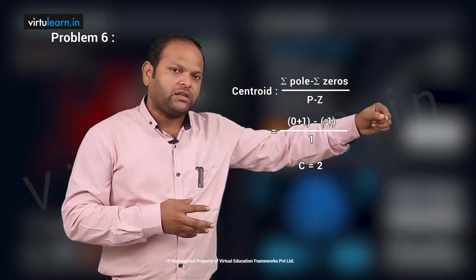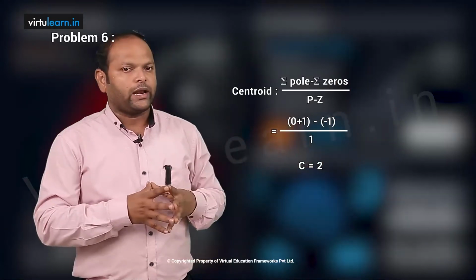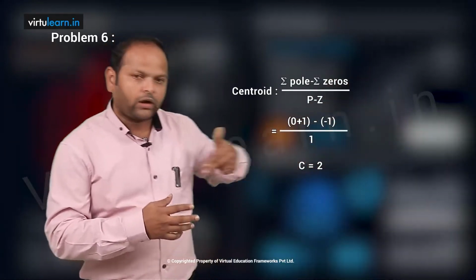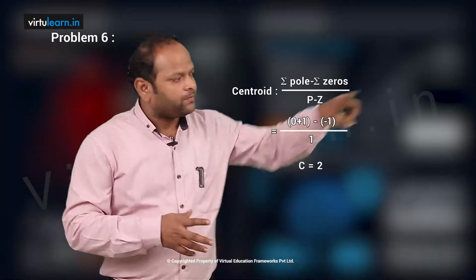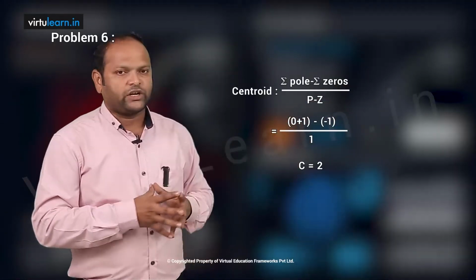From the centroid there is only one asymptote, which is going along the negative real axis. From that point you can draw it here, and this is nothing but A1, and the corresponding angle is minus 180 degrees. This is the centroid.